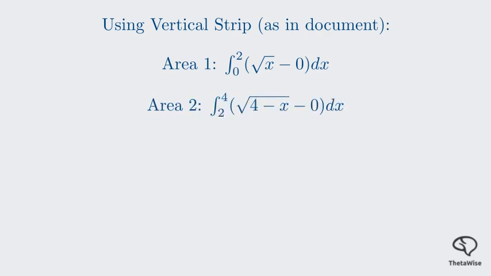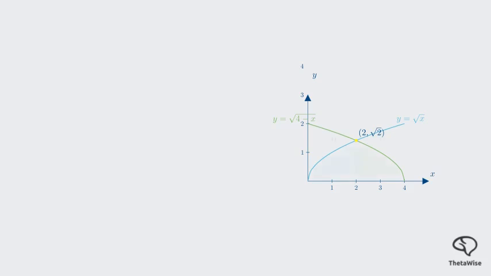Area 1 goes from x equals 0 to x equals 2, and is bounded by y equals root x on top and the x-axis on bottom. Area 2 goes from x equals 2 to x equals 4, and is bounded by y equals root 4 minus x on top. Total area A equals A1 plus A2. Let's calculate area 1 and area 2 separately and then add them up.